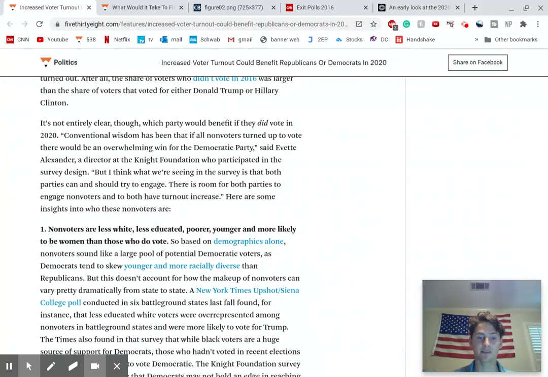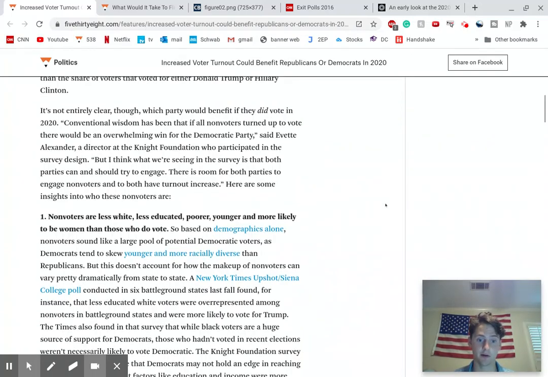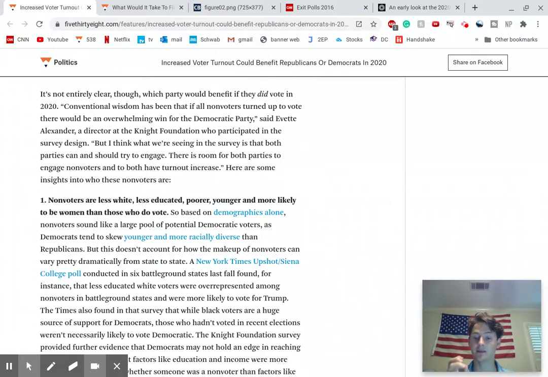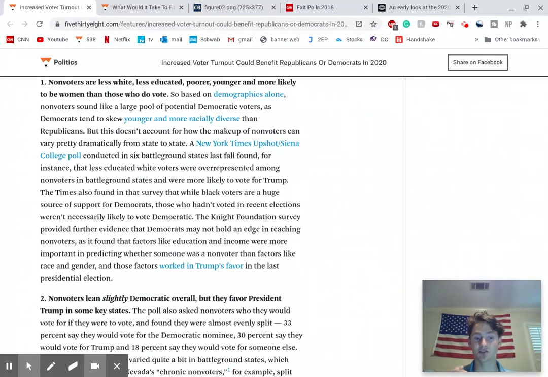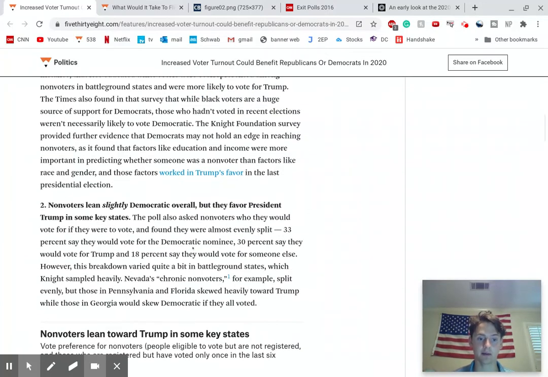And based on the stereotypical voter from these demographics, you would think that these would be a large pool of potential Democratic voters because they tend to be younger and more diverse. But if we look at the 6 battleground states that matter, and truly only 6 states are probably going to matter in the 2020 election because of the electoral college, what it says is that President Trump, if everyone votes, could actually have an advantage among the chronic non-voters.